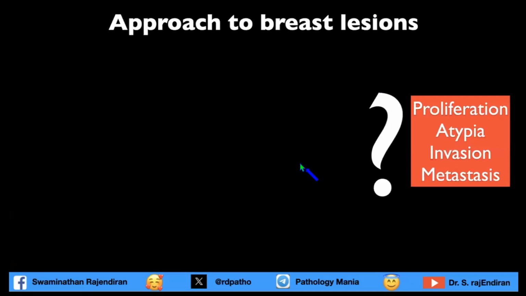How to approach breast lesions pathologically or under the microscope? We have to ask 4 questions. Is there proliferation in the lesion? Is there any atypia in the proliferation? Is there any invasion of the cells? Is there any history of metastasis, or is there any metastasis in the lymph node? So we have to ask these 4 questions, and depending upon the answers, we have diseases grouped.